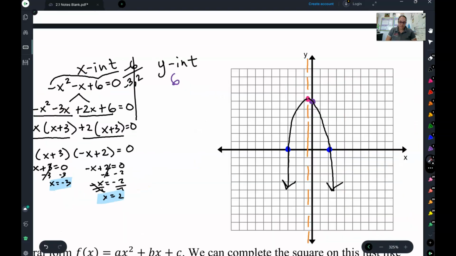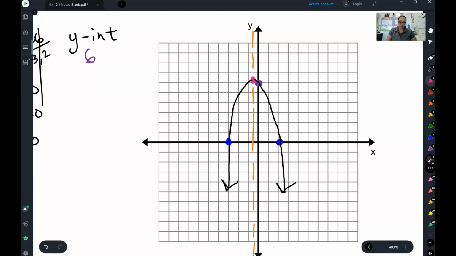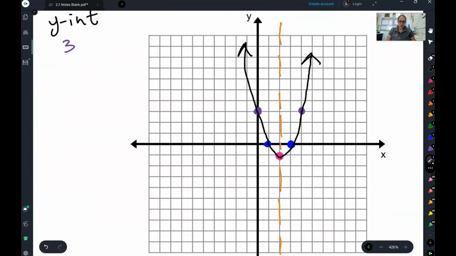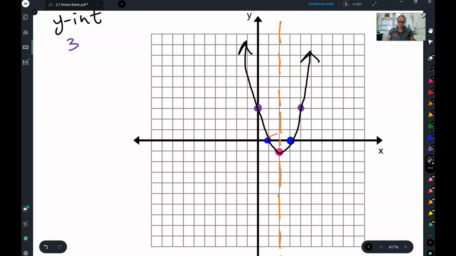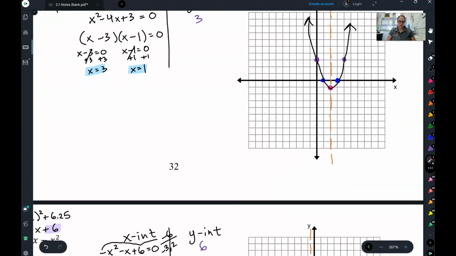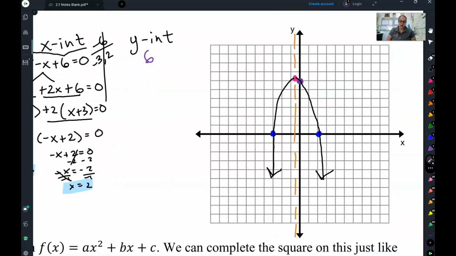But here's why. If I look here, notice my axis of symmetry is always going to be exactly halfway between my x-intercepts. So if you know what your x-intercepts are, all you need to do is find halfway, and that's your axis of symmetry. And notice it works on our last example too. My x-intercepts are here at 1 and 3. Halfway between that is 2. Your axis of symmetry will always be halfway between those two x-intercepts.